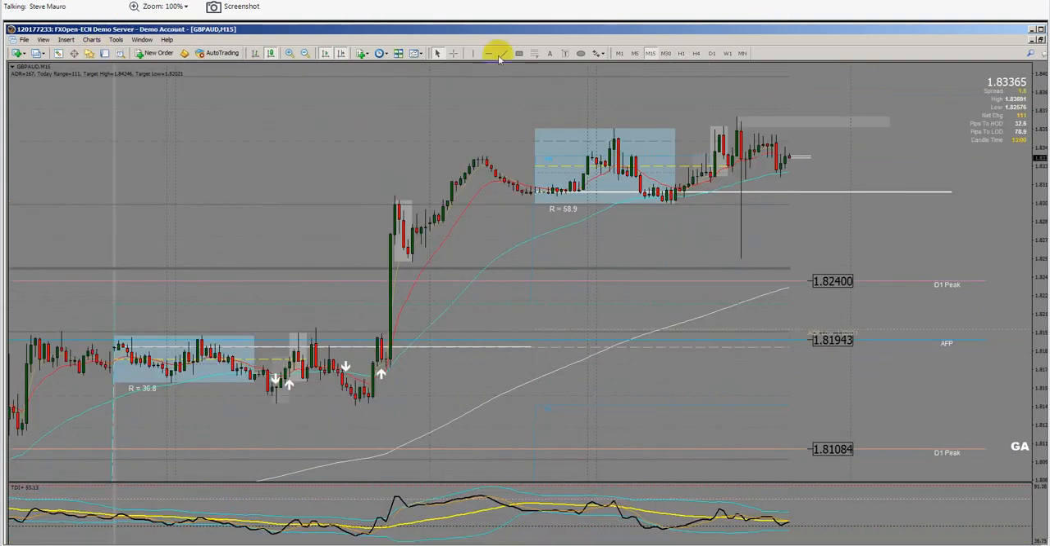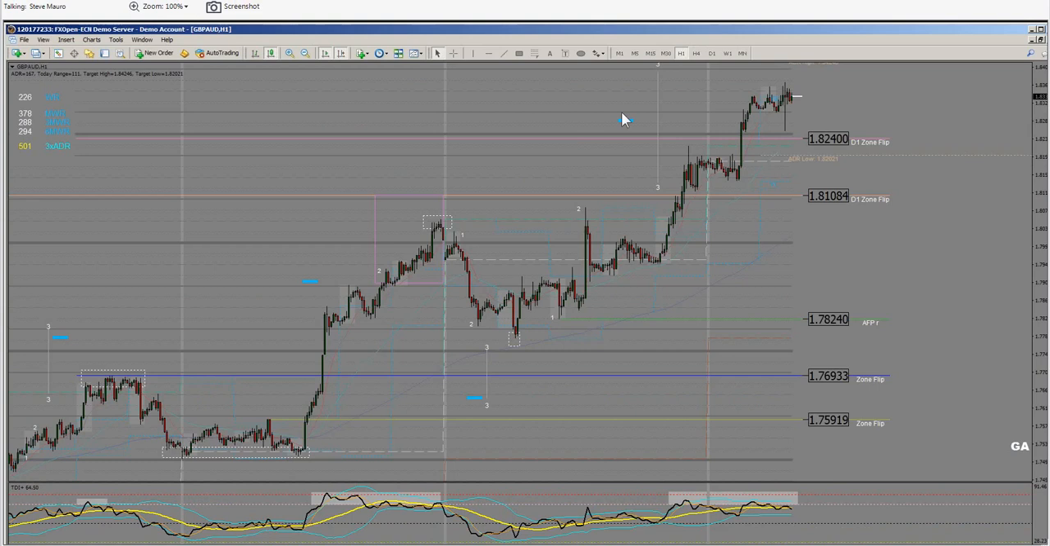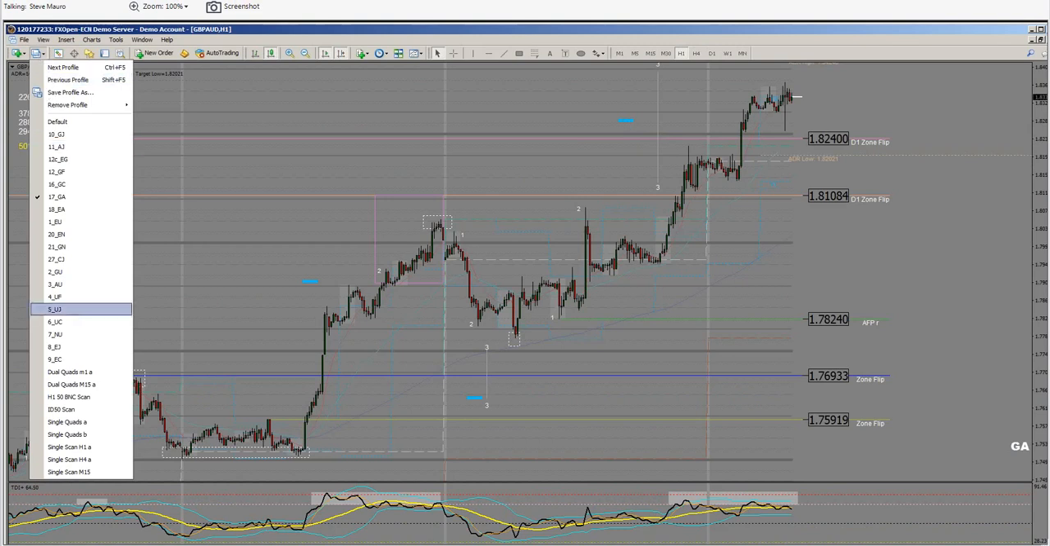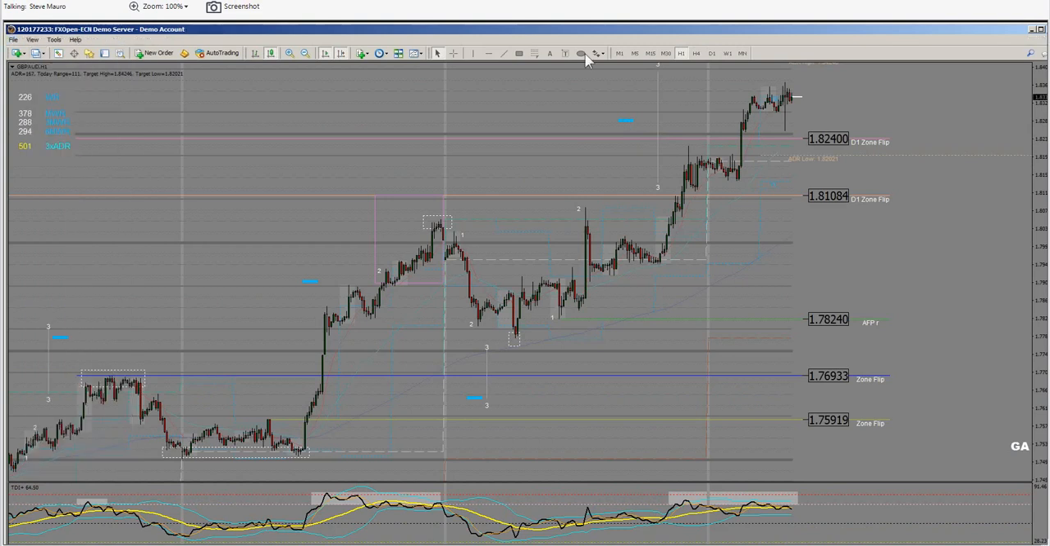You can see we've exceeded our 3 times ADR condition. That's this blue line right here. 3 times ADR condition exceeded, looking for shorts in GA. And that'll take us to the UJ.